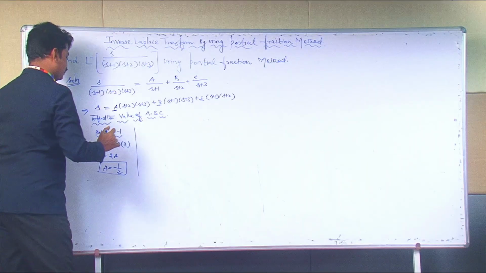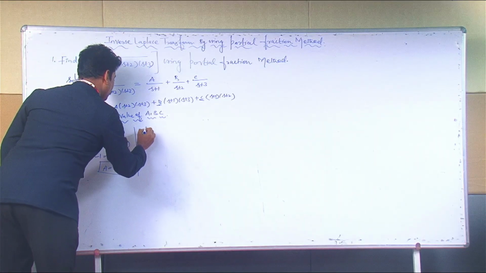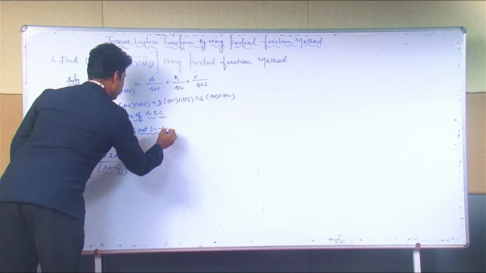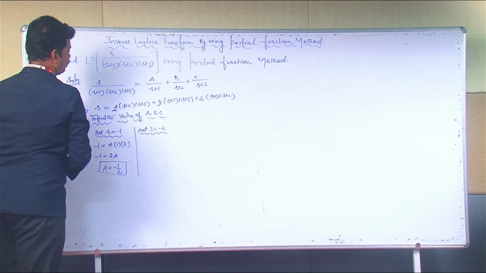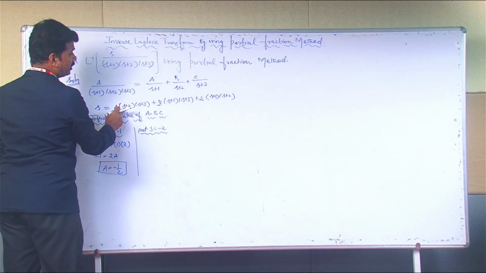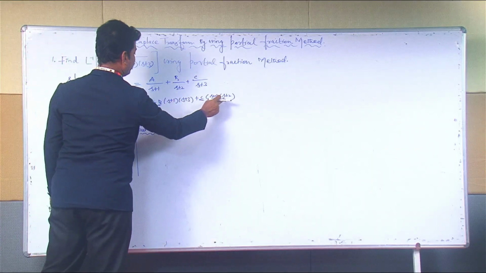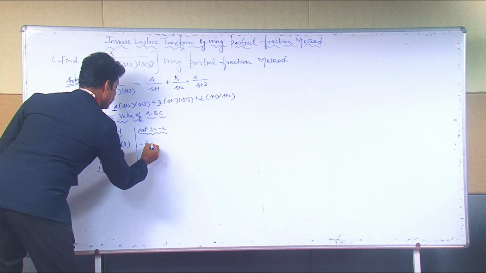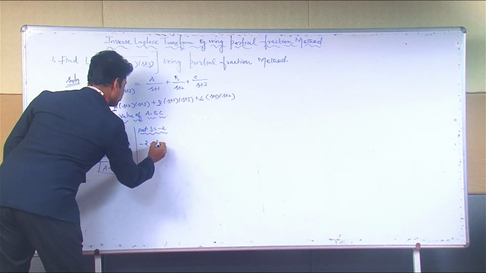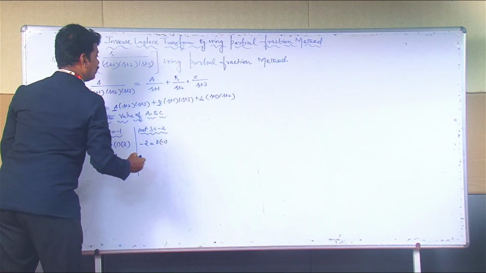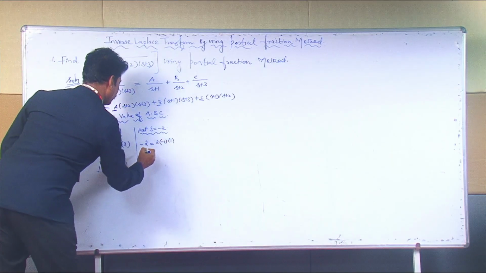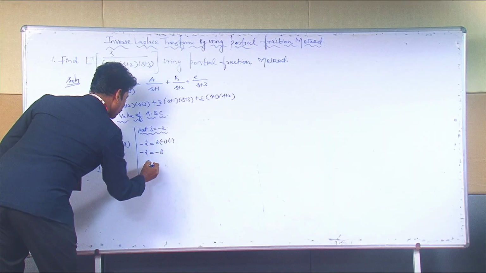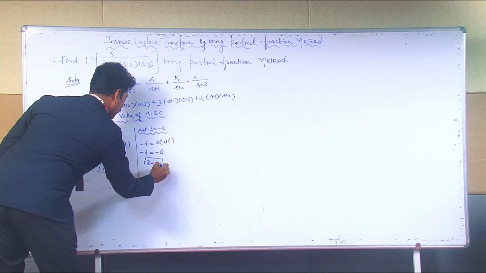And what is the second factor? The second factor is s plus 2. So put s equal to minus 2. If you substitute s equal to minus 2, the A term and the C term get cancelled. Finally, we get only B. So minus 2 equal to B into minus 2 plus 1, which is minus 1. So minus 2 equal to minus B. So B equals 2. This is the second one.